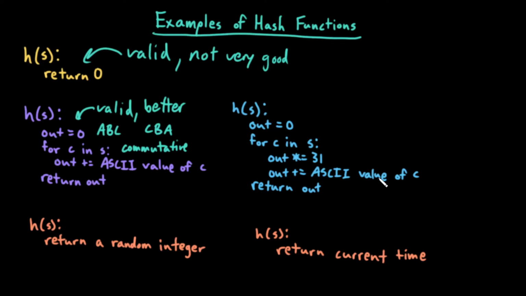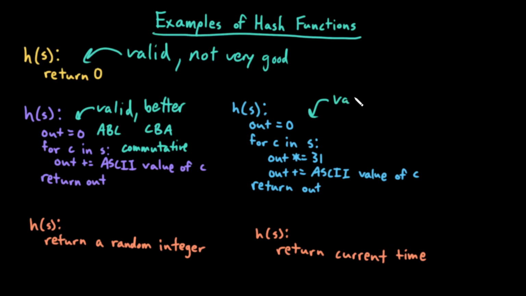So let's take a look at a third example. Again, I start my output hash value at 0, and then for every single character in S, I'm multiplying it by 31. Why did I pick 31? That's a good question that you could probably look up. Basically, I'm multiplying whatever my current hash value is by a prime number, and then I'm adding the ASCII value of C. So basically, it's the same thing as this function, except before adding the next ASCII value, I multiply my current overall hash value by a prime number, and then I return it.